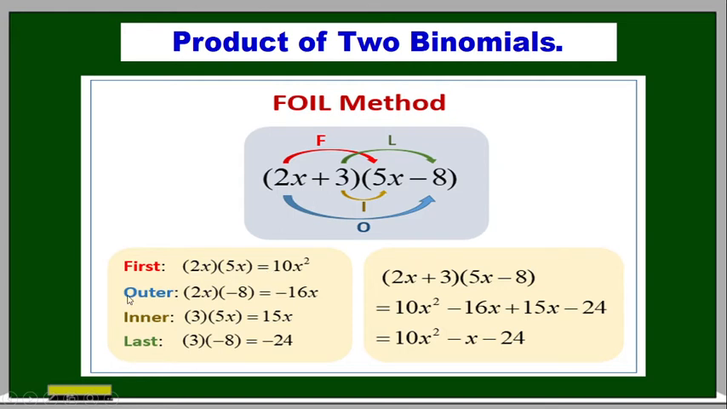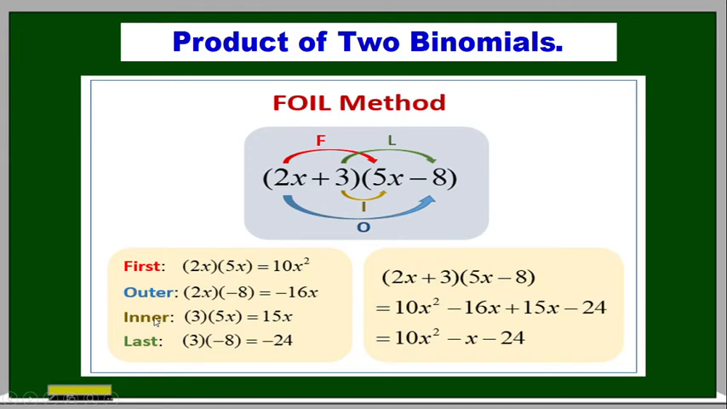Next we have O, it stands for outer. Okay? Outer, or the first term in the first binomial and last term in the second binomial. Yung tinatawag na extreme, yung nasa dulo. So that is 2x multiplied by negative 8. So the numerical, we have 2 times negative 8. So we have negative 16x. So that is O stands for outer.